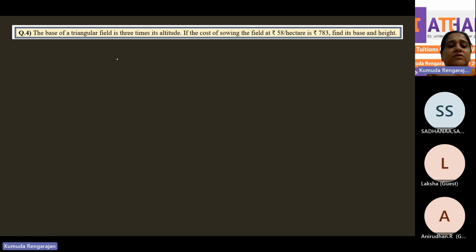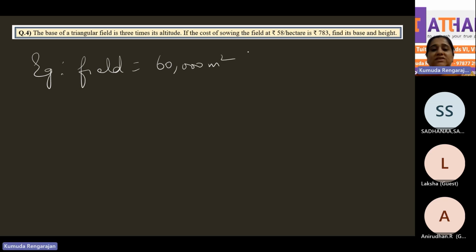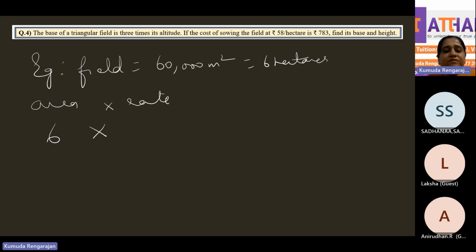Or in other words, supposing in our example, we'll just take your field area to be something like 60,000 meters square. That is 6 hectares. So now the area of your field, 6 hectares, into the rate, which is 58 rupees per hectare, will be your total cost. 6 8s are 48, 4 carried over, 348.